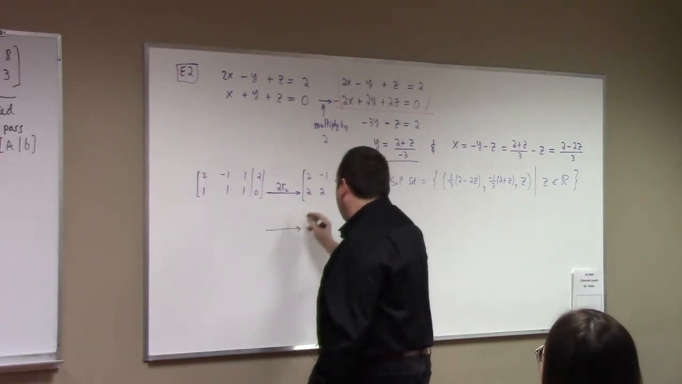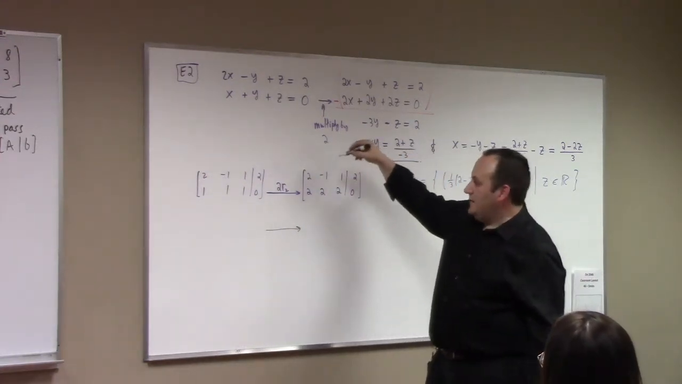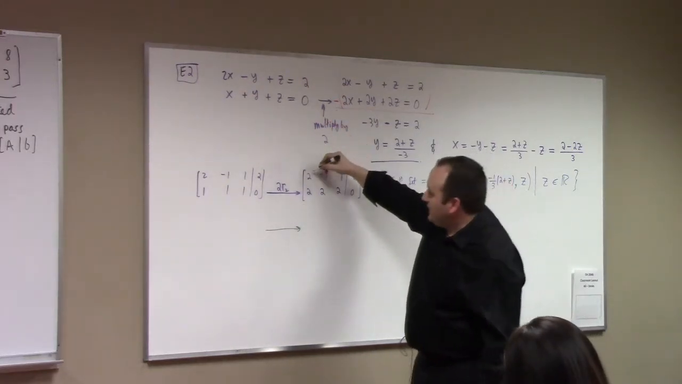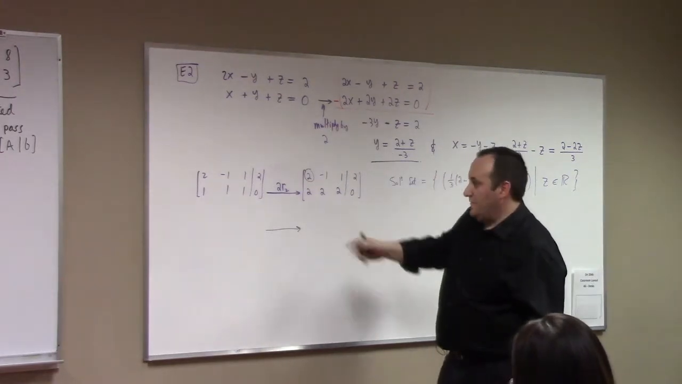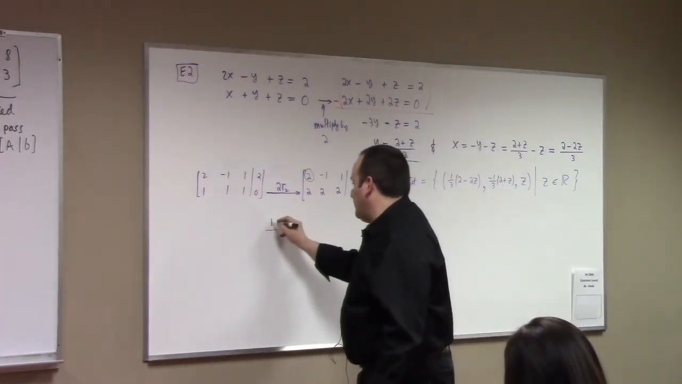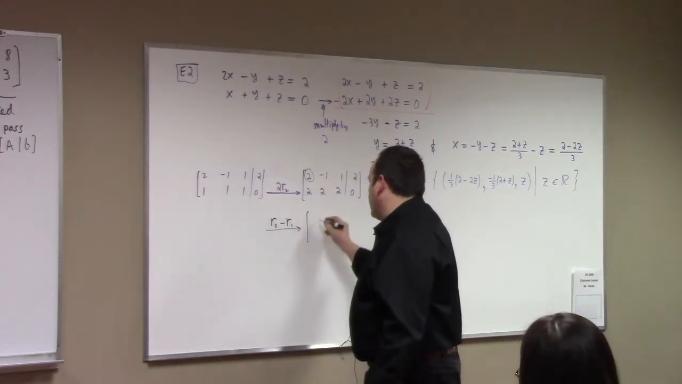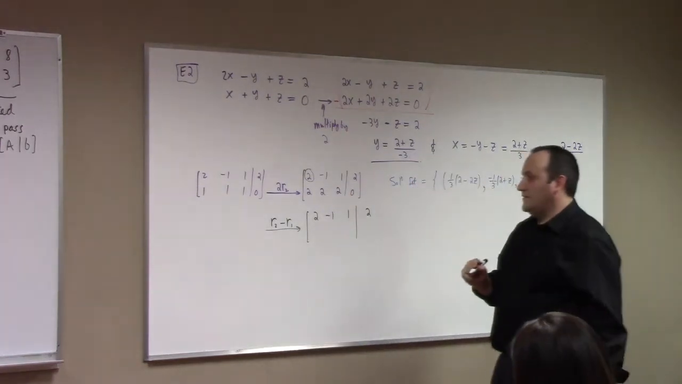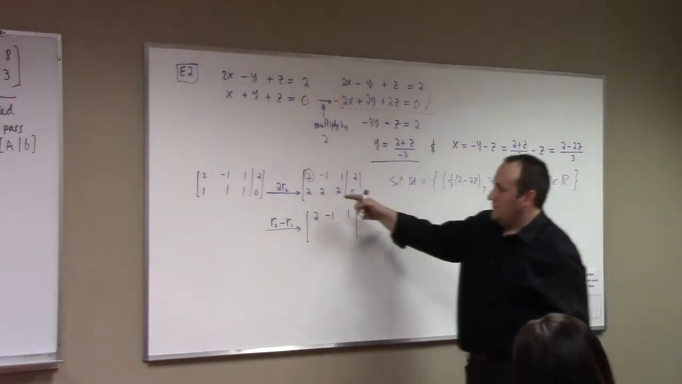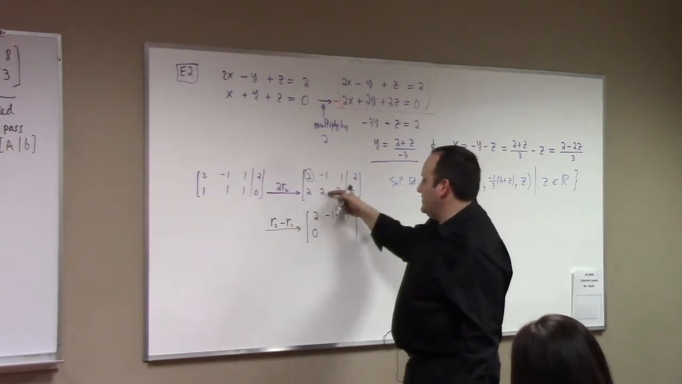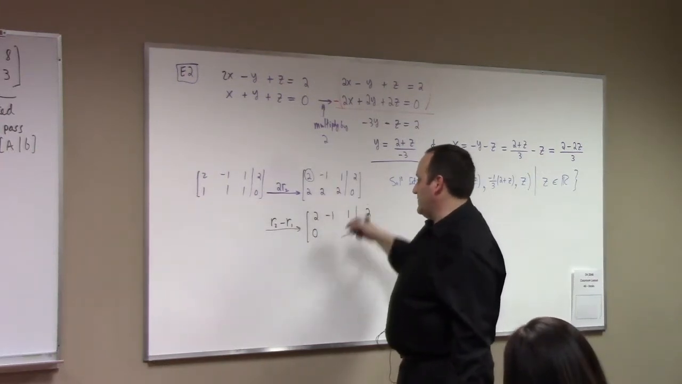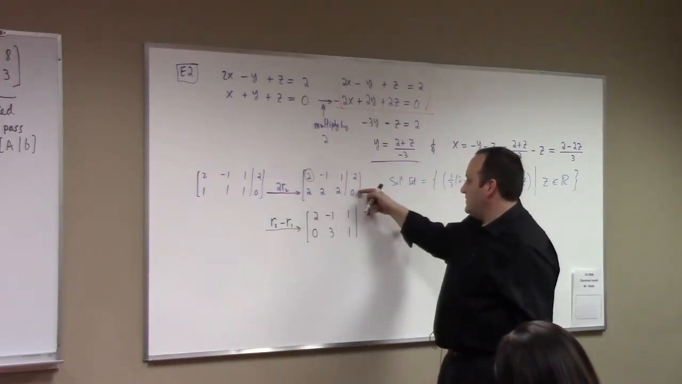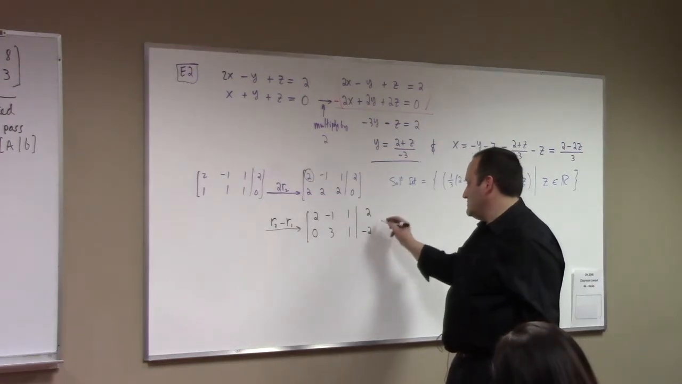So next move. You identify the leading entry, as far up to the left and high as you can get. You want to make that non-zero. You identify that as your pivot. Then you want to clear out below the pivot. So the way I'm going to do that is row 2 minus row 1. Row 1 gets left alone. What happens when we subtract row 1 from row 2? 2 minus 2 is 0. 2 minus a minus 1 is 3, right? 2 minus 1, 1. 0 minus 2 is minus 2.